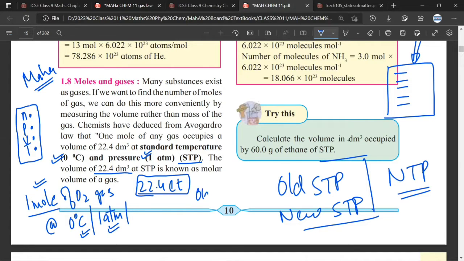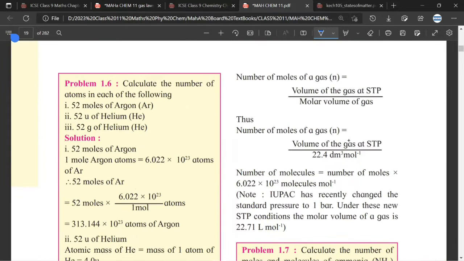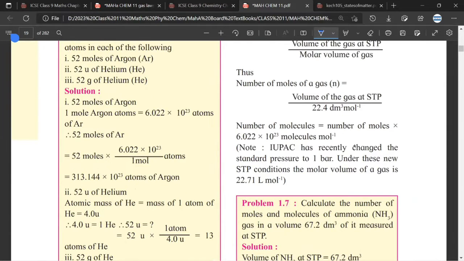This is better, what is called the old STP. Why is it called old STP? Because, let us see here. This is the organization IUPAC, which is the formal body for chemistry. Now, they have given a new definition. In this new definition, what they have said is that the pressure should be 1 bar.